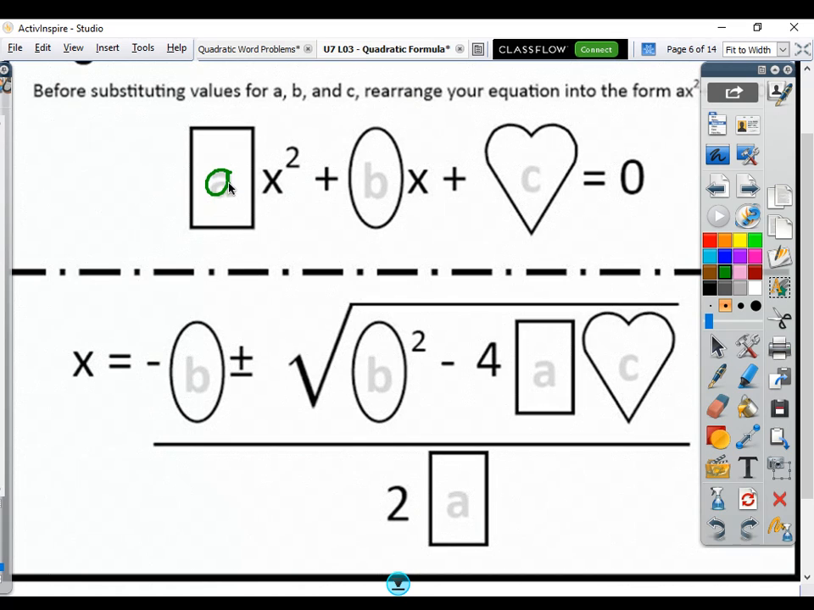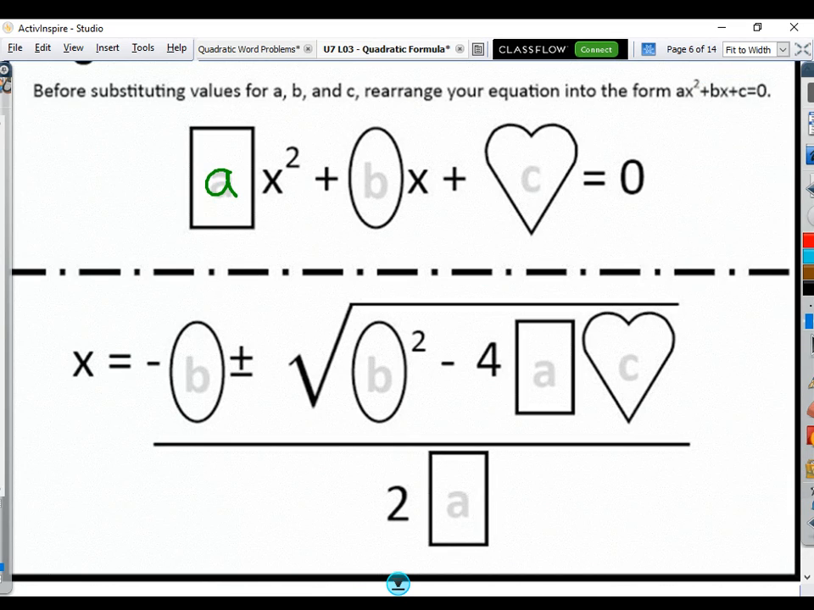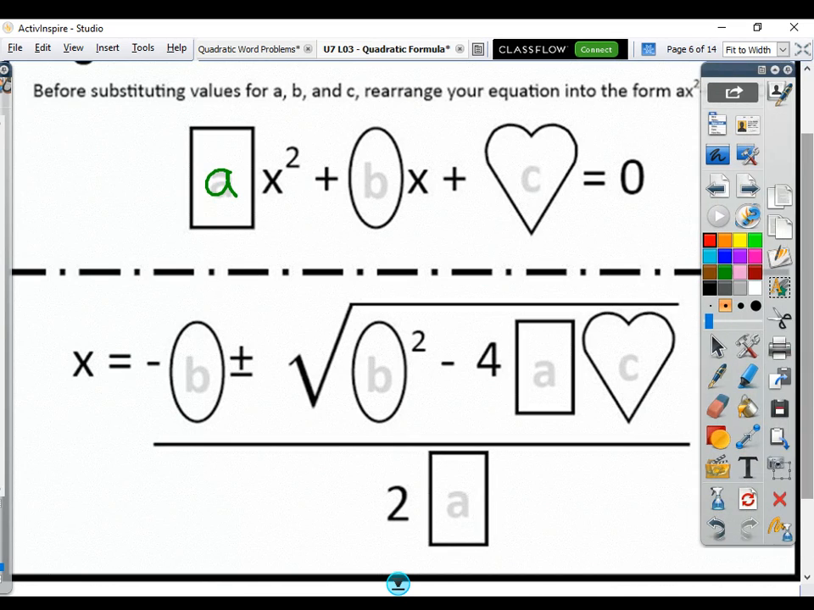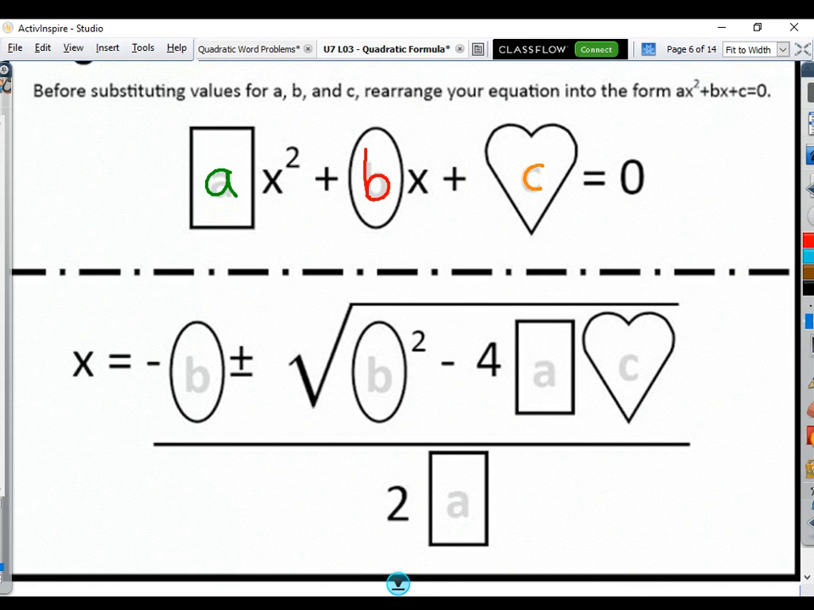Everything always starts with a, right? It's always ax squared, in that rectangle. Then we have bx in that oval, and then we have our c in our heart here. And so as long as it's equal to 0, we would try and factor this, right? And sometimes factoring is going to be the better option.